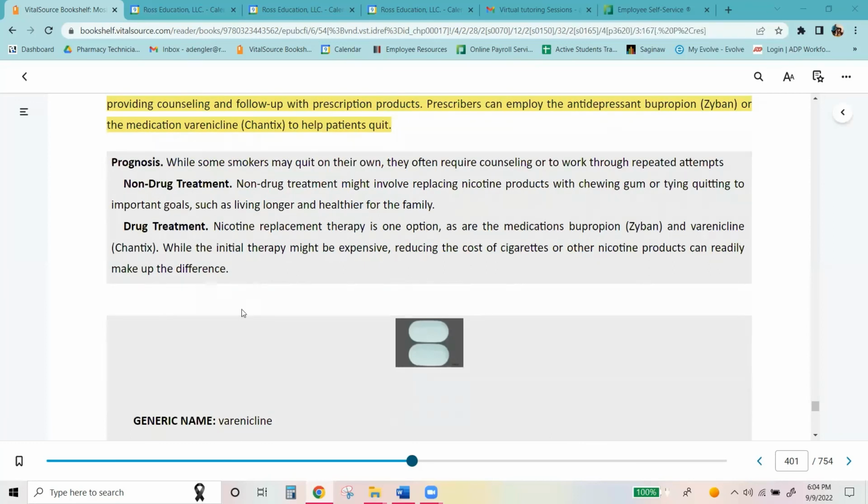That is a medication, bupropion, which is also used for depression.